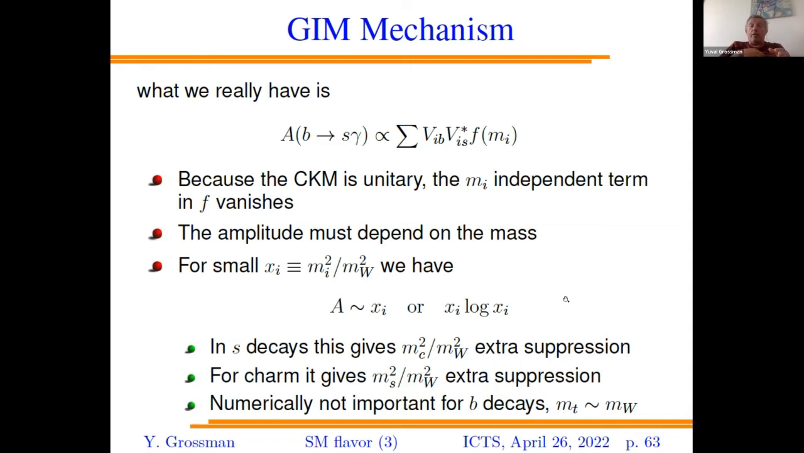So what we learned from the GIM mechanism is that because of the CKM unitarity, one-loop diagrams are not generic. They must be proportional to the mass, and they come in a way that is small when the dominant internal quark is light. It gives us big suppression for kaons, huge suppression for charm decay, and it's not very important for B decay. Any questions on this?